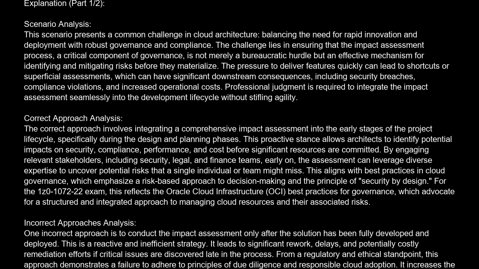By engaging relevant stakeholders, including security, legal, and finance teams, early on, the assessment can leverage diverse expertise to uncover potential risks that a single individual or team might miss. This aligns with best practices in cloud governance, which emphasize a risk-based approach to decision-making and the principle of security by design. For the 1Z0-1072-22 exam, this reflects the Oracle Cloud Infrastructure, OCI, Best Practices for Governance, which advocate for a structured and integrated approach to managing cloud resources and their associated risks.